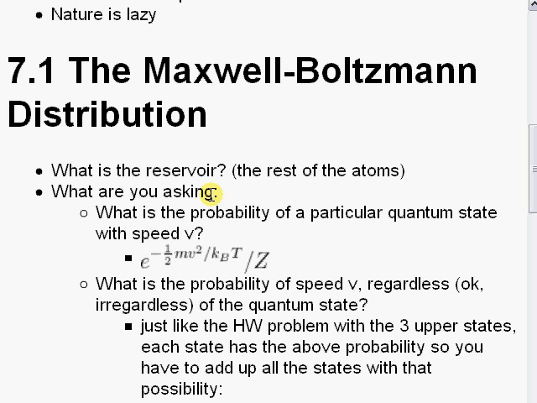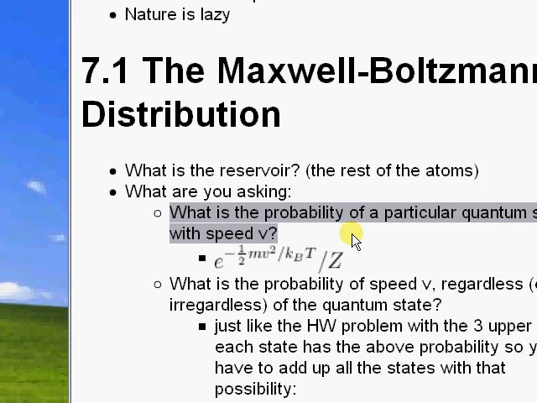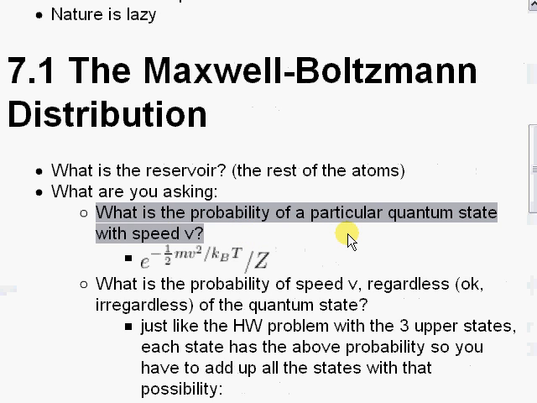Now, the issue here is it depends really what you're asking about. And the reason this gets really confusing, you have to be really, really careful about what question you're asking. So here's one question. What is the probability of a particular quantum state that happens to have speed v? Very simple. The standard function that we got from last chapter, this e to the minus 1/2 mv squared over kBT, so that's the standard numerator divided by Z, which is the sum of all of the possible states you could have.